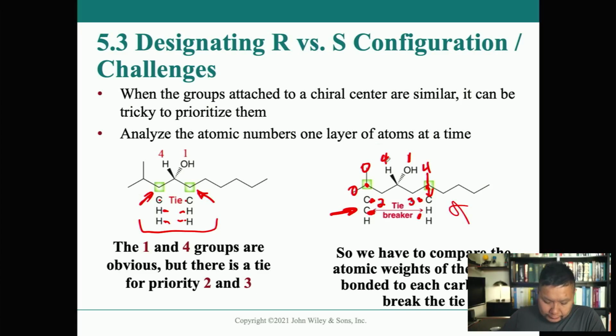So that's how you would do it if you had atoms connected to the chiral carbon that were identical. You'd have to go to the next layer of carbons. And again, I know that's super confusing, but it's a lot easier if you have a molecular model kit. You can try it out, so you can see it for yourself.